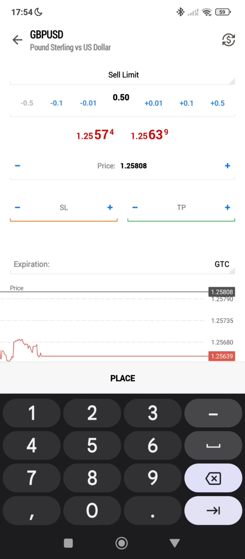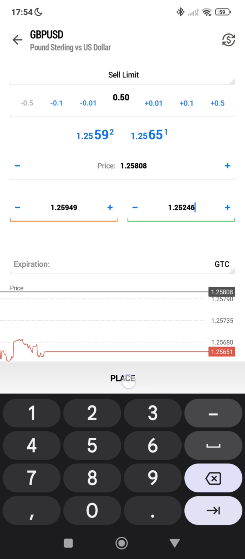Okay, now what is your stop loss here? 1.25949. Always copy the values because you are going to forget. Now what was your take profit that you copied? You anticipate that price is going to drop there. It's 1.25246. Okay, now you are going to see place again down here.